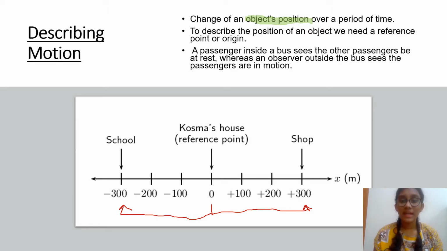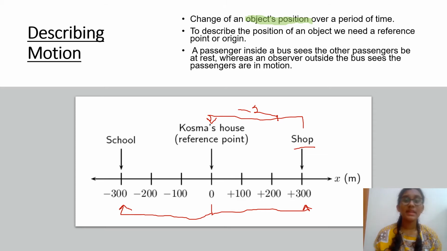But now if we take the shop to be the reference point, we can say that Cosma's house is 300 meters left from the shop. That means it's minus 300, and the school is 600 meters towards the left of the shop. So depending on the reference point, the position of the object changes. The way we describe the position changes.